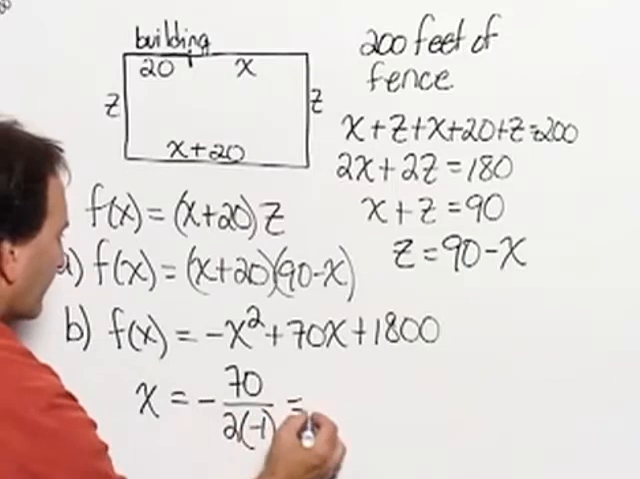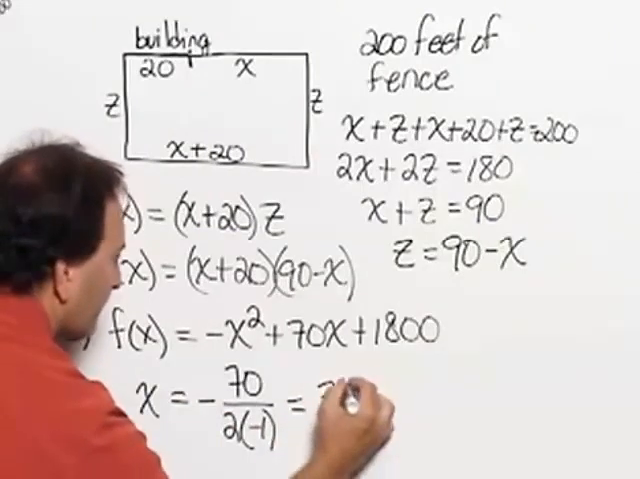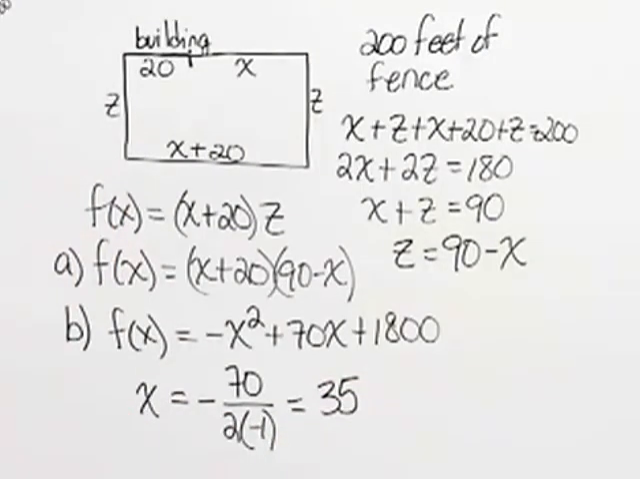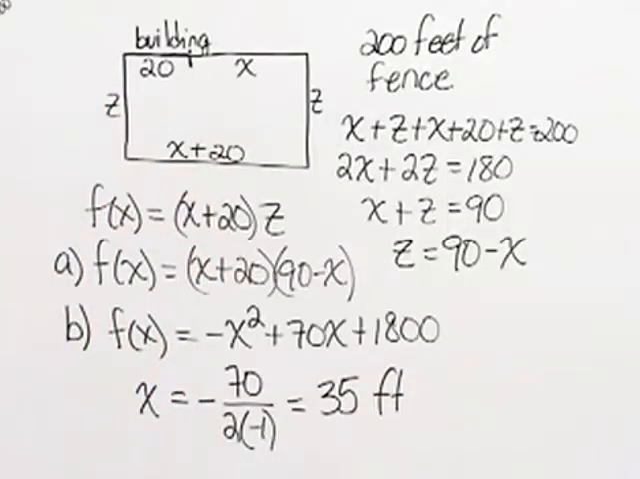So we would have 70 divided by 2 is 35. Negative divided by negative is positive. So we find that the length of fencing needed would be 35, and that's feet. And that would give a maximum area.